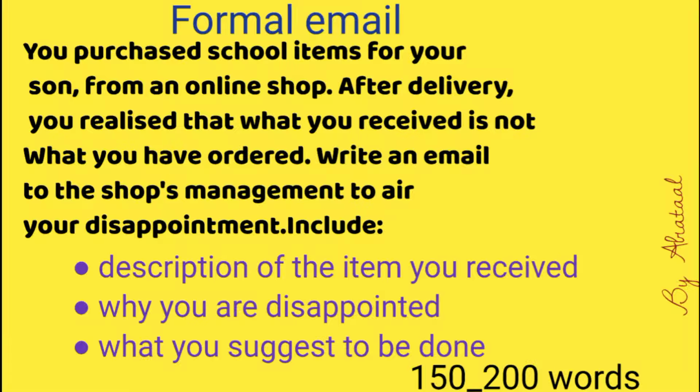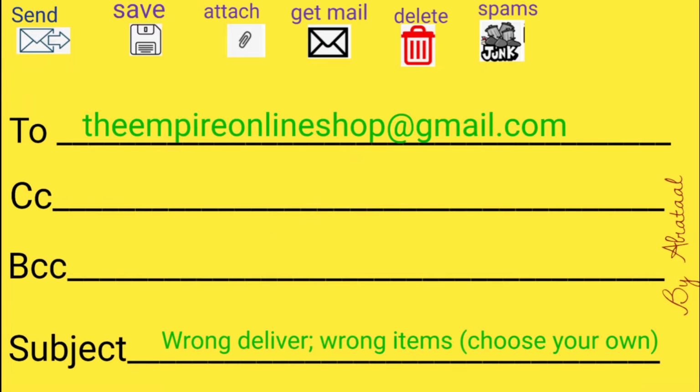Include the description of the item or items you received, why you are disappointed, what you suggest should be done. Before anything, do not forget that the first step when compiling an email is to insert the correct information. So you put the email address of the online shop that you bought from there. Then the subject. You as well have to write the subject depending on what you are writing about. For instance, you can say wrong delivery.